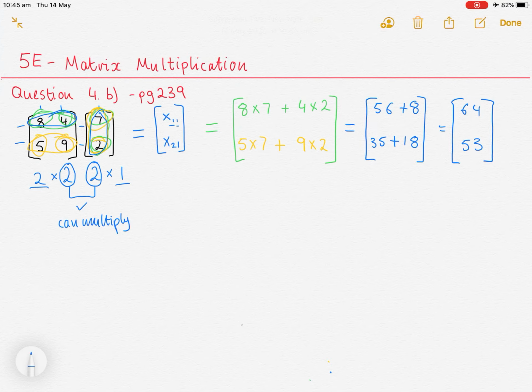And then below, where you go the second row of the first matrix and the first column of the second matrix, which is what we've done. Okay, so that can always show you which rows and columns to be multiplying together. It does take a little bit, but practice makes perfect with this one.